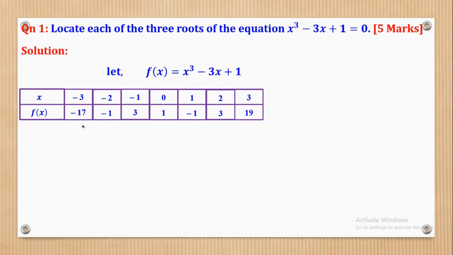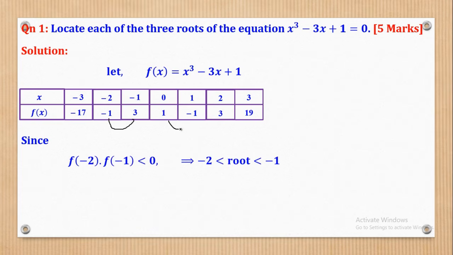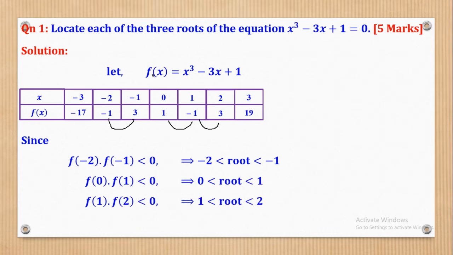So now after tabulating, next is to look for change of sign. When you look at this value, it is negative and this is positive, meaning that there's a change of sign from x equal to -2 to x equal to -1. Therefore, what does that mean? It implies that there is a root between x equal to -2 and x equal to -1. Another change of sign means there's a root between 0 and 1. Another change of sign means that there's a root between 1 and 2. So basically that's what they wanted you to do, because they wanted you to locate the roots.